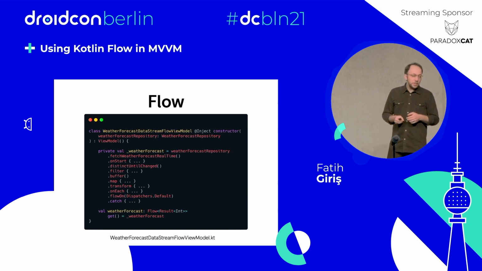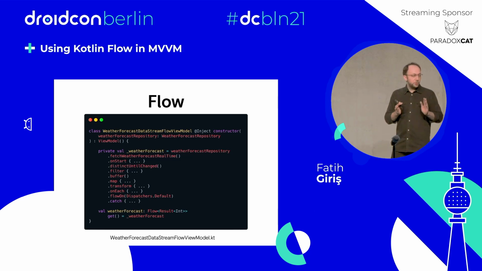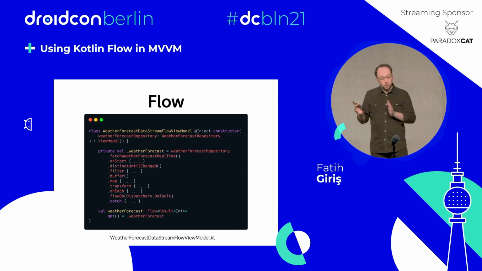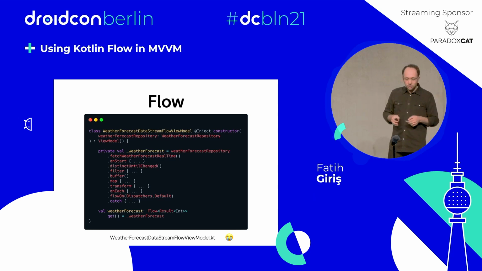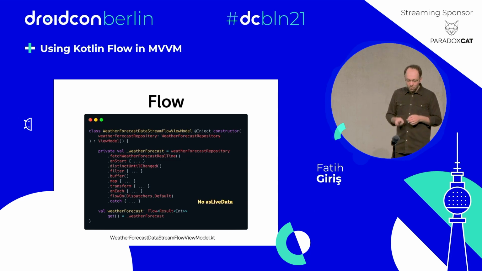So now, since everything is actually the same in the repository layer, let's go to the view model and change LiveData to Flow. So how are we going to change this? Here, I'm really sorry about the name. It was a sample that I was using, so it turns out that it's really long. But let's go back here.